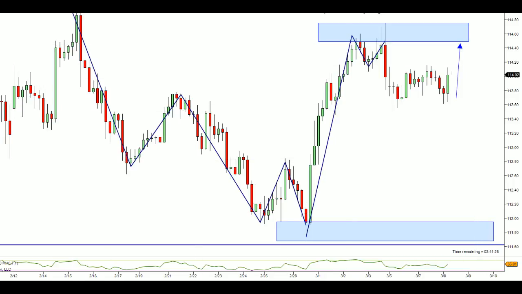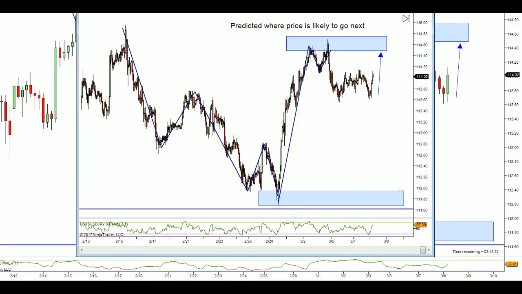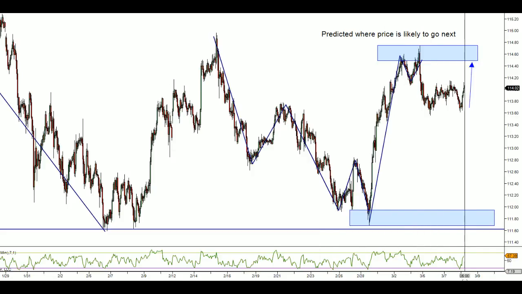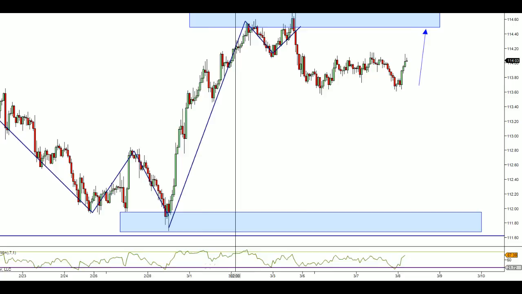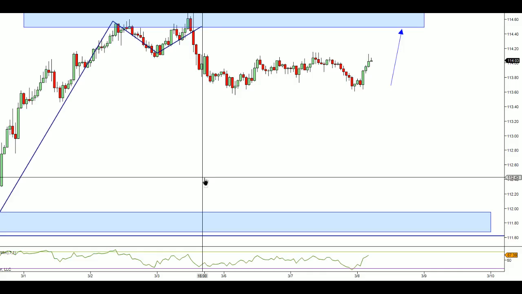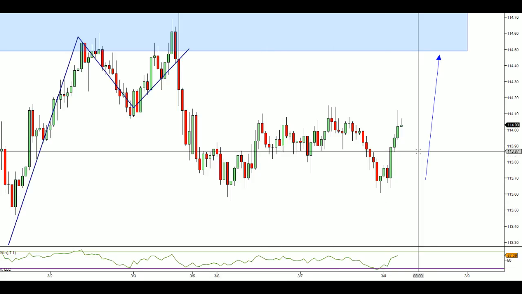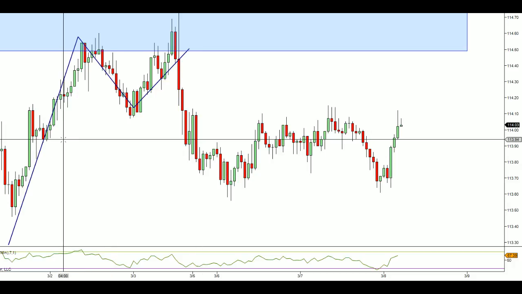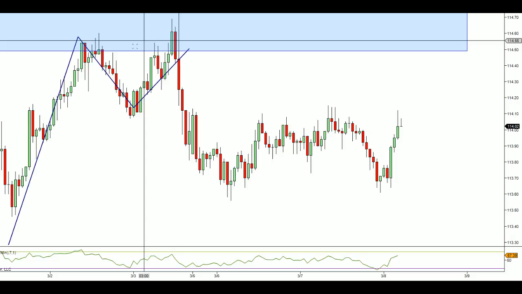Now it's time to drop down to the 60-minute. And this is where we would decide how to get involved in the market and execute and manage the trade. Now, what I'm looking for is, because this here was a double top on the 240.